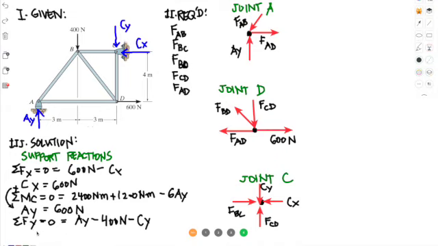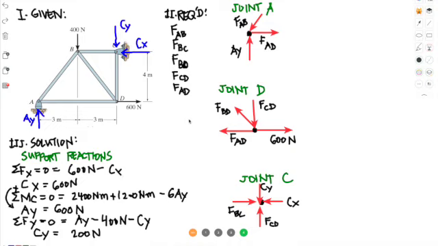So CY is equal to negative 200 Newtons, which means that our assumption is incorrect. Wait, we have AY going up, we have 400 Newtons going down, and we have CY going down. Okay, so it means it's a positive value, sorry. So CY is 200 Newtons. Okay, now we already determined our support reactions.